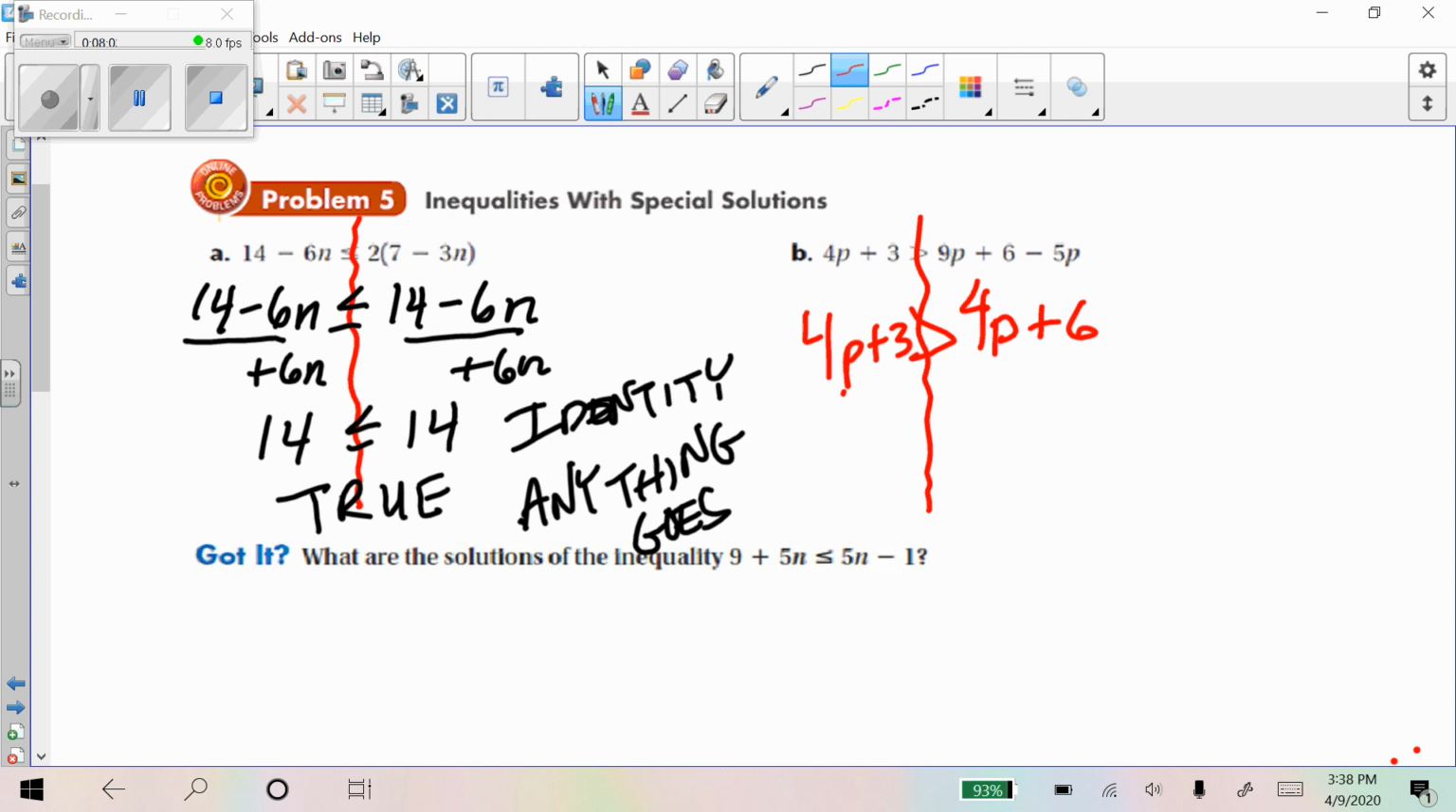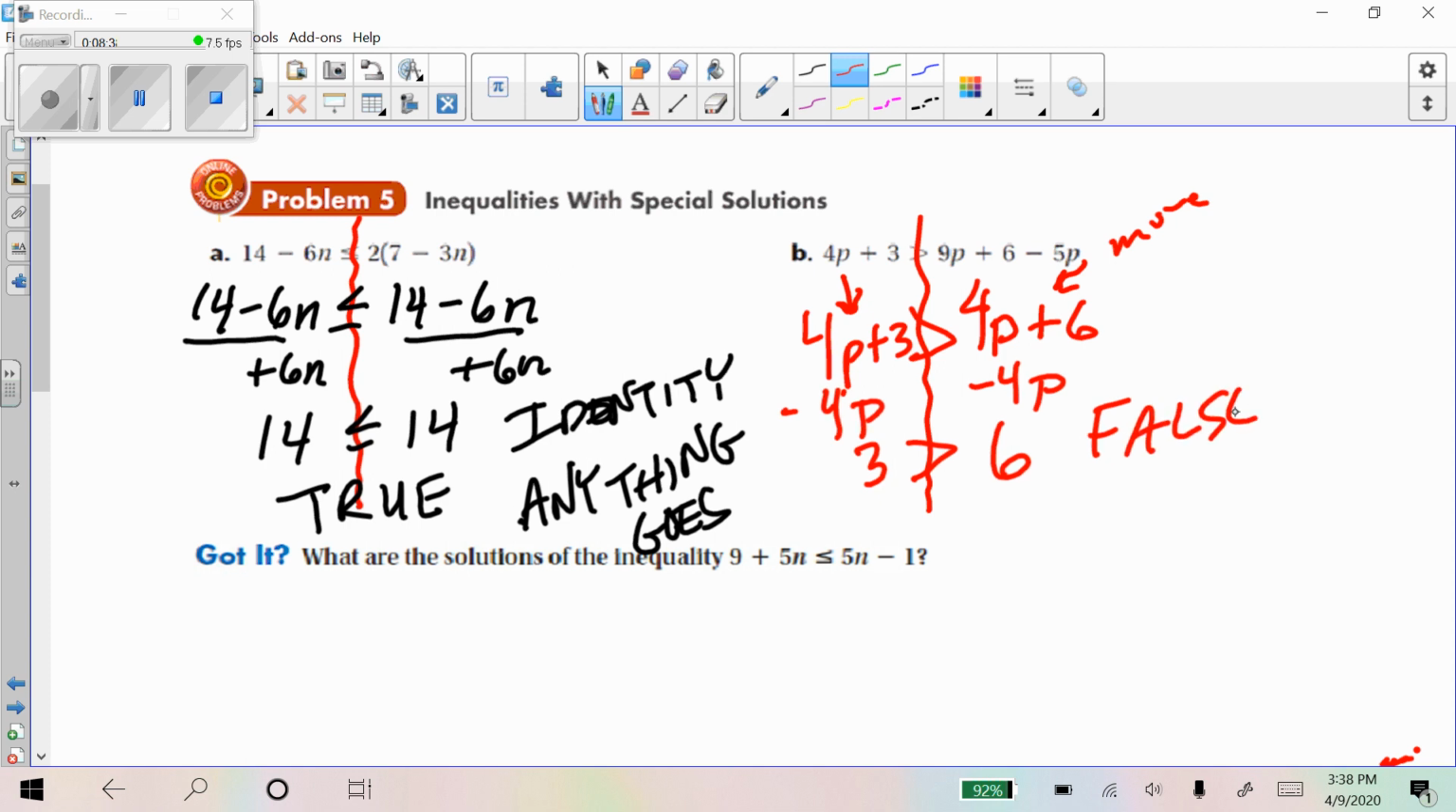It just doesn't seem right because on this side over here, you have 4p plus 3. Over here, you have the same thing, only instead of plus 3, you have plus 6. Seems like you would always have more on this side, like 3 more. So how could the left side ever be greater than the right side? But let's work it out and just see what's going on here. Subtract 4p from both sides, and we get 3 is greater than 6. That is not true. And what that tells us is there is no solution.